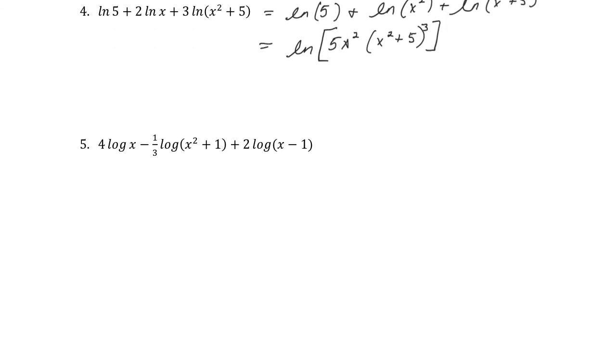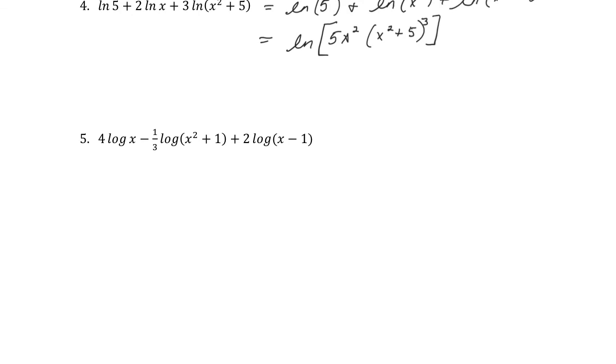Last one, we're looking at 4 times the log of x minus 1/3 the log of x squared plus 1 plus 2 times the log of x minus 1. Power rule is always first. So log of x to the 4th minus the log of x squared plus 1 to the 1/3 plus the log of x minus 1 squared, and then now use the product rule and the quotient rule.